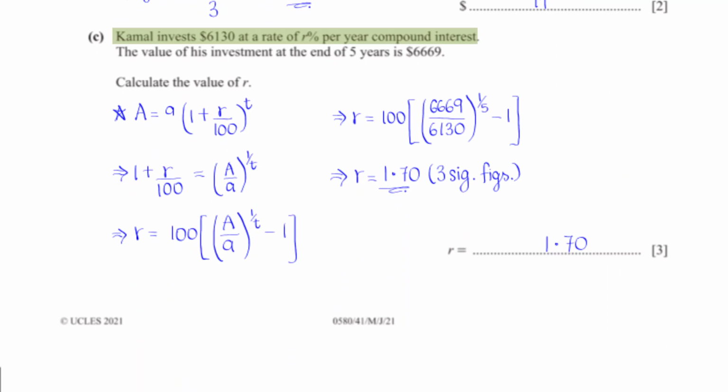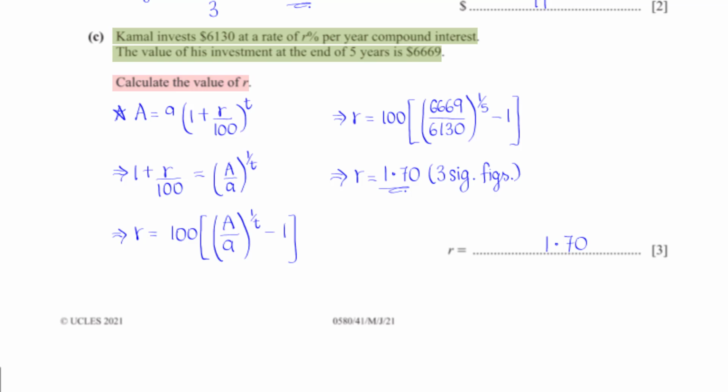Kamal invests $6,130 at a rate of R% per year compound interest. The value of his investment at the end of 5 years is $6,669. Calculate the value of R. In this case, we want to find the value of R.